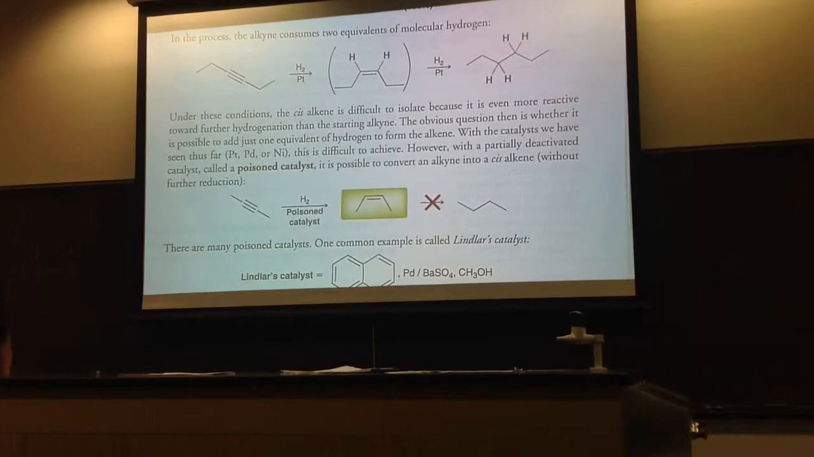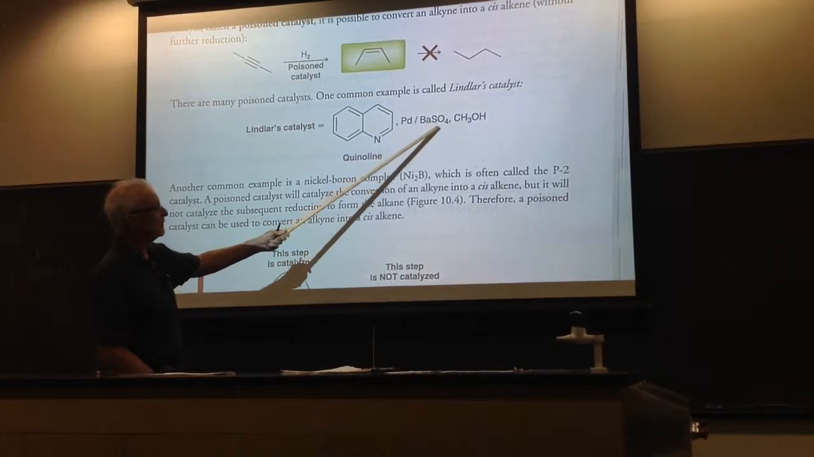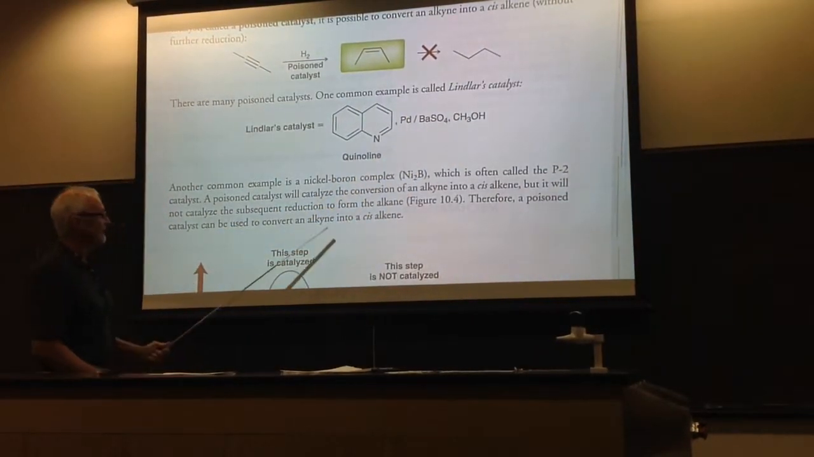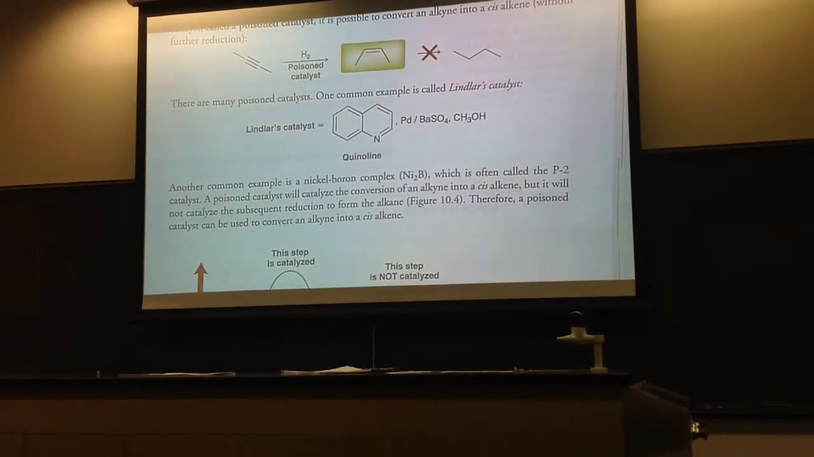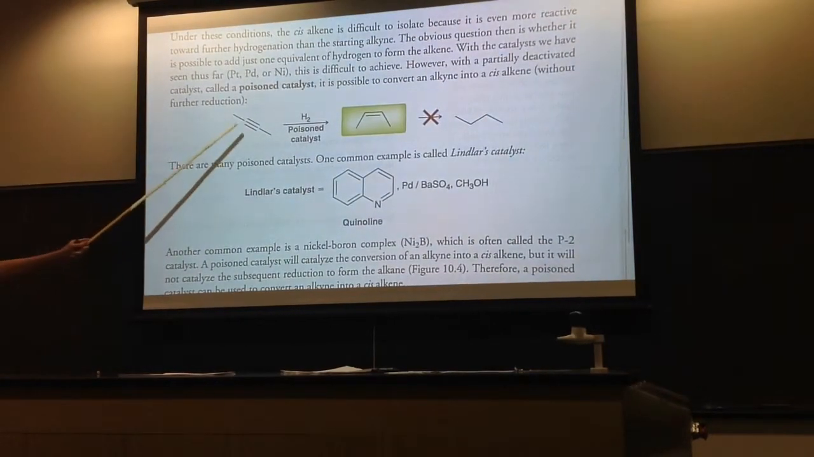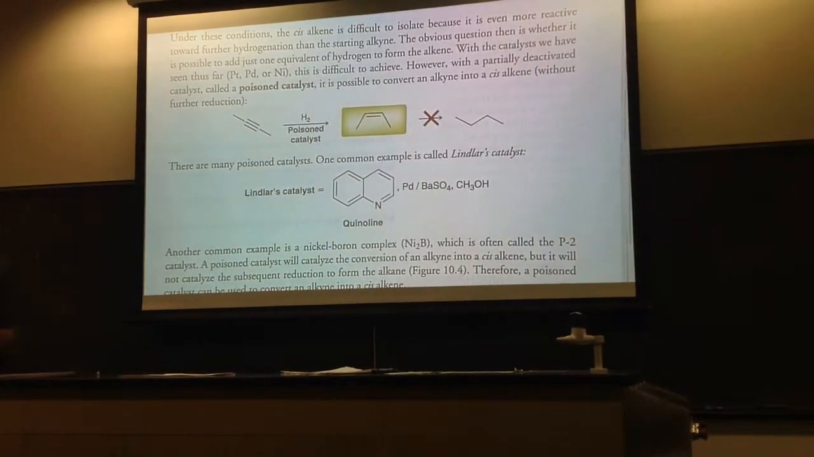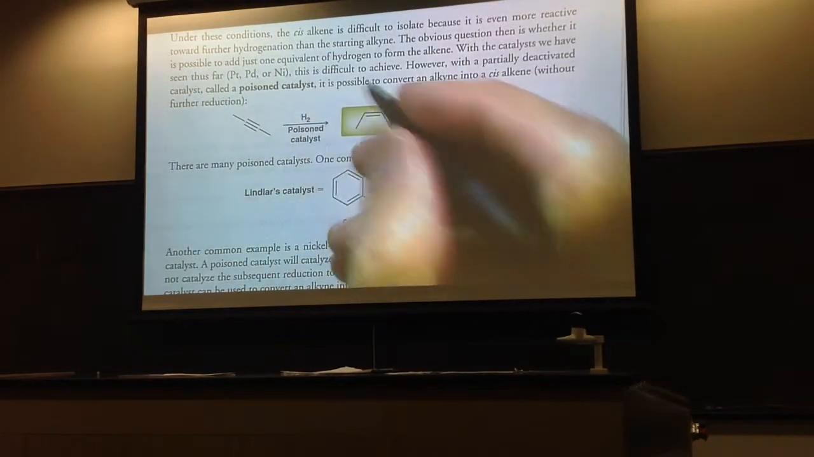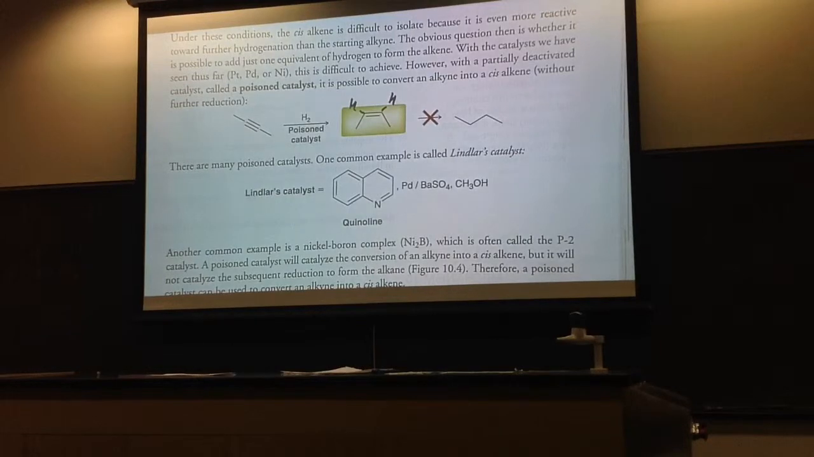So they can use Lindlar's catalyst, it's quinoline and palladium and sulfate, and that's just a solvent. There's other things, a nickel boron complex. If you just see the words Lindlar catalyst or poison catalyst, that means you're taking this and making this. So the hydrogens add in a cis fashion. Okay? So you gotta remember that. You don't get the trans isomer, you get the cis isomer.